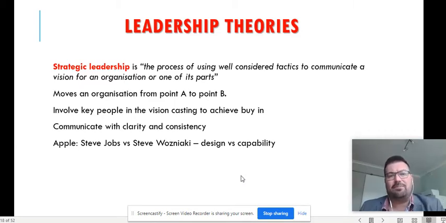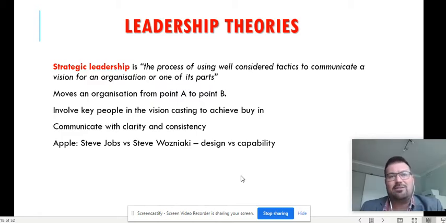Okay, strategic leadership is the process of using well considered tactics to communicate a vision for an organization or one of its parts. In other words, we need to move that organization into a specific place. It moves an organization from point A to point B. So let's say we are a new company. We want to become more established, we want to sell our products. So we need to come up with a strategy. And that strategy needs to be communicated to each part of the company, and everyone needs to be moving in the same direction. Okay, so it involves key people in the vision casting to achieve buy-in.